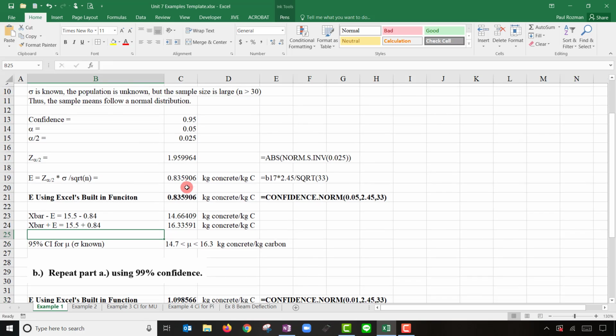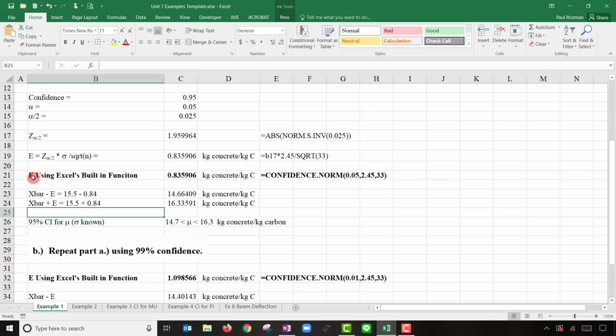But we don't need to do all that work. Basically, you just need to know this one line. I put it in bold here. Confidence norm, put your alpha in. 95% confidence means that the significance is 5%. Input your sigma, input your n, and there it is, the error.